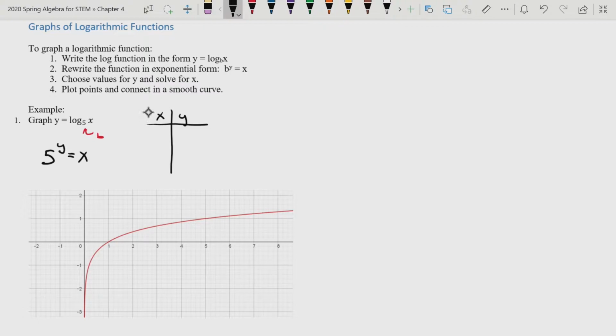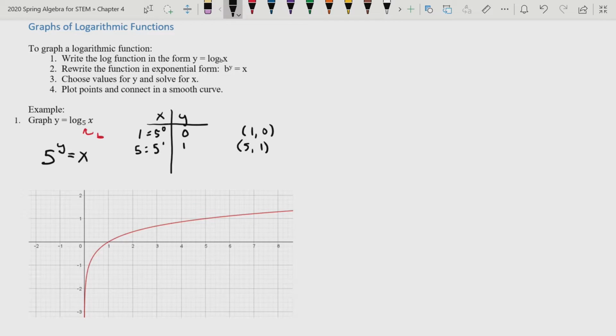So we make a t-table, and we're going to pick values for y and figure out what the x's are that match. So when y is 0, what is x? When y is 0, we have 5 to the 0 equals x. What is that? That's 1. So that means we have the point 1, 0. What about when y is 1? When y is 1, x is 5 to the first power, which is just 5. So that means we have the point 5, 1.